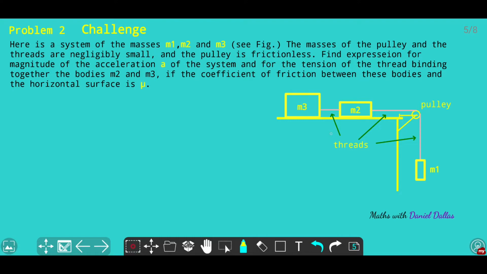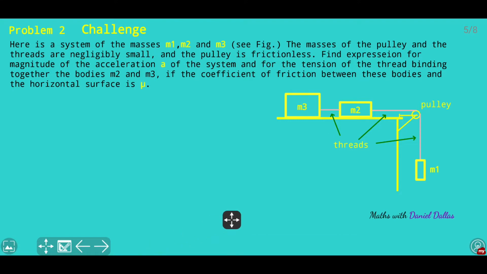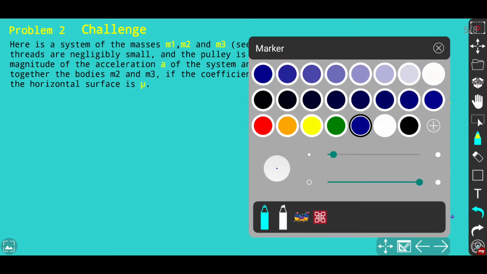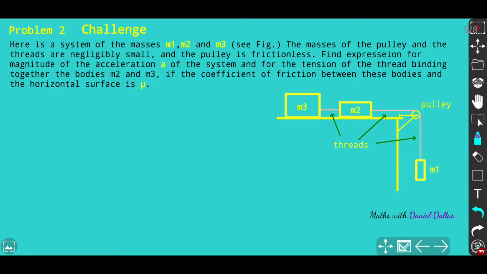So the starting point here is to draw up all the forces, and then I'll show you how the force of friction is connected with the reaction force through the coefficient of friction, which in this case is given as mu. The coefficient of friction between these bodies and the horizontal surface is mu, so it's given here and you don't worry about that. Okay, so let's draw up all the forces, and for simplicity I'll depict them using that purple color.